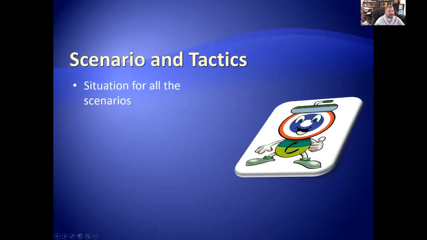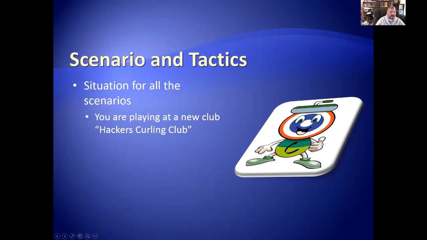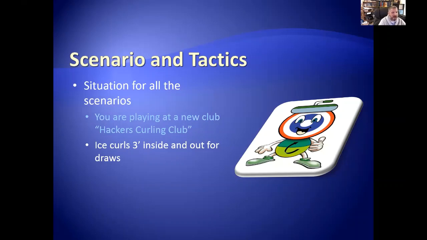Okay, so we're going to go through some scenarios, and we'll call on people, or hopefully people will volunteer to give some answers, and I'll do my best to draw as best I can. So for every one of these scenarios, we're going to be doing the same basic setup. So you're playing at a new club, a club you are not familiar with. So this is, for example, a bonspiel, and it's your first game at that bonspiel. It's the Hackers Curling Club. The ice curls 3 feet inside and out. Dan asked his buddy that he met at the bar, hey, what's the ice like here at Hackers Curling Club? And they said, oh yeah, well, it curls about 3 feet, both in and out.